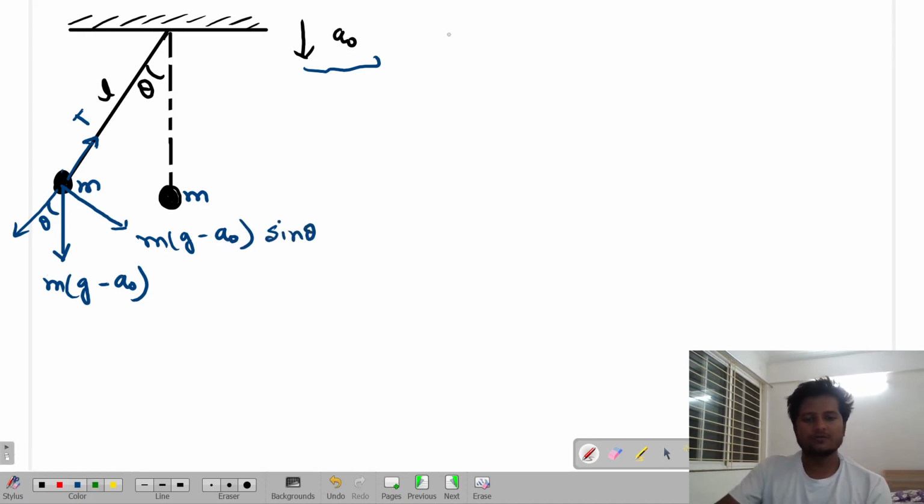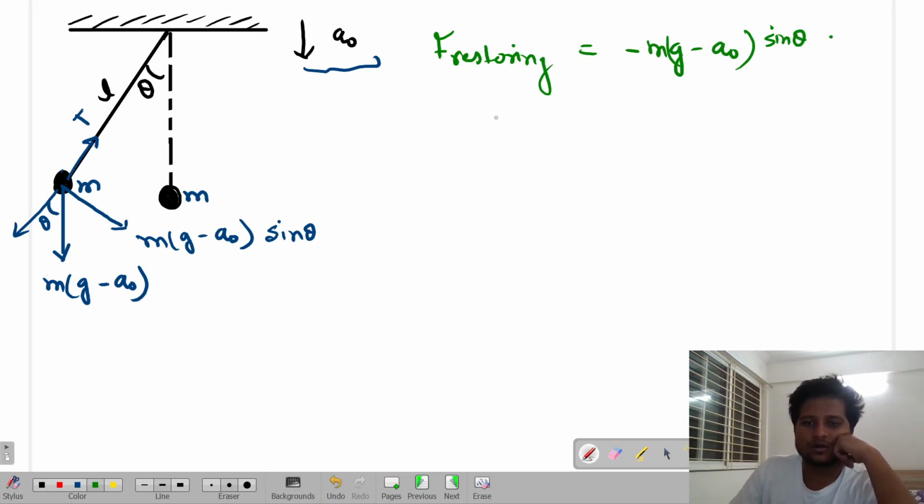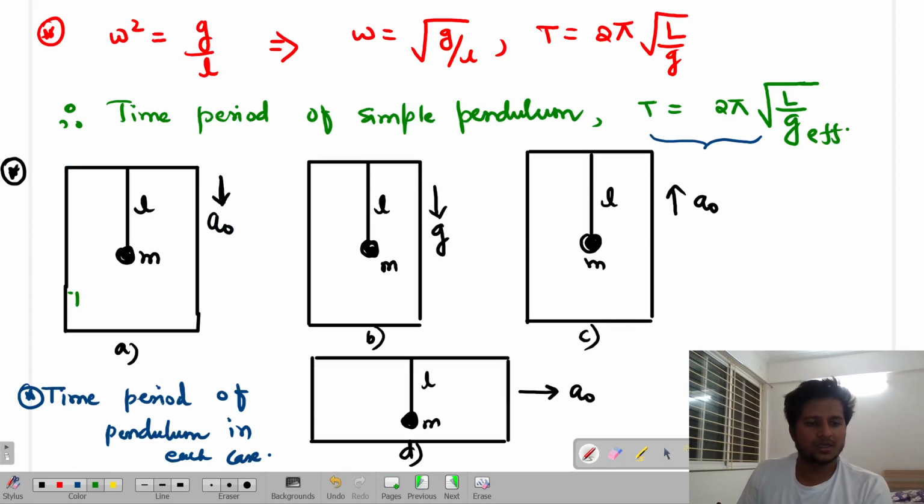So if the restoring force is minus m(g minus a naught) sine theta, then time period is 2 pi root of L by g effective, which is g minus a naught. That's your answer. Are you able to get me or not? So here, T is equal to 2 pi root over L by (g minus a naught).